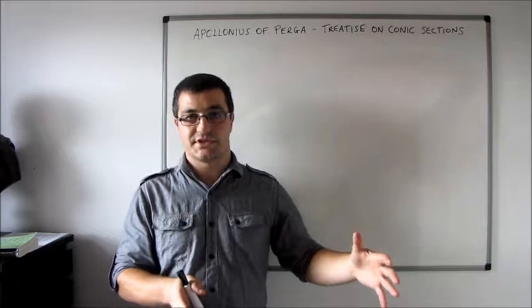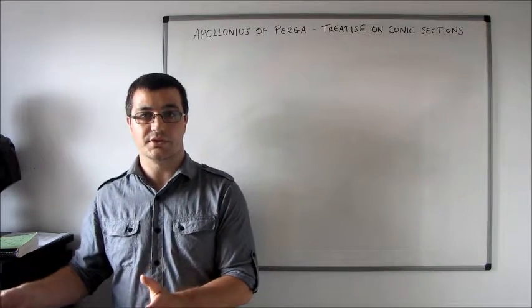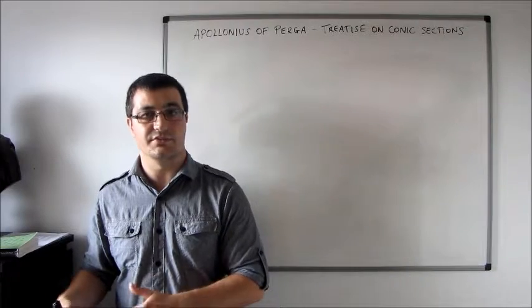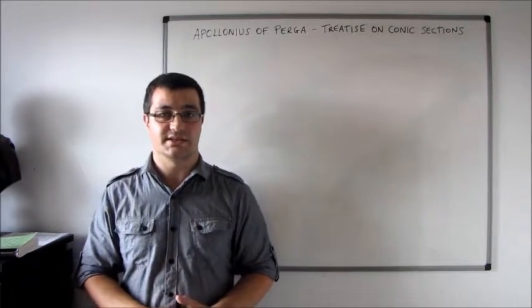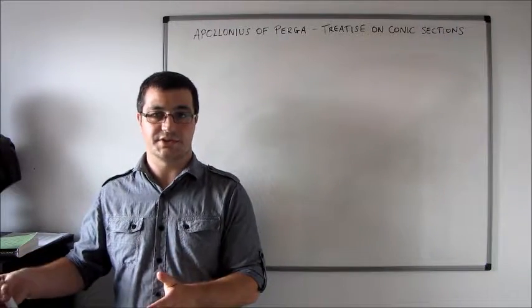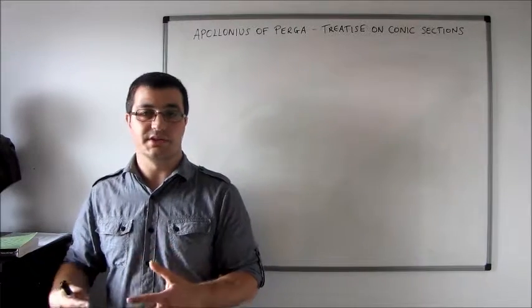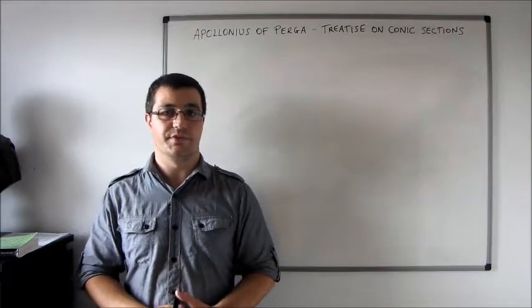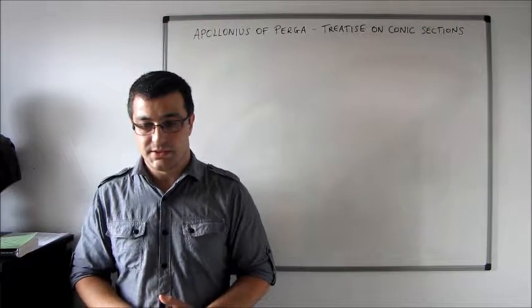But the first 4 books are necessary to go on to the next few books, particularly the 5th, 6th, and 7th books, and presumably the 8th book when it still existed. These develop the original results, so this is the work that is considered Apollonius's original contribution to the theory of conics.